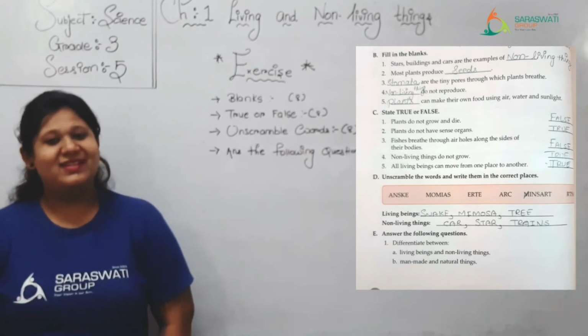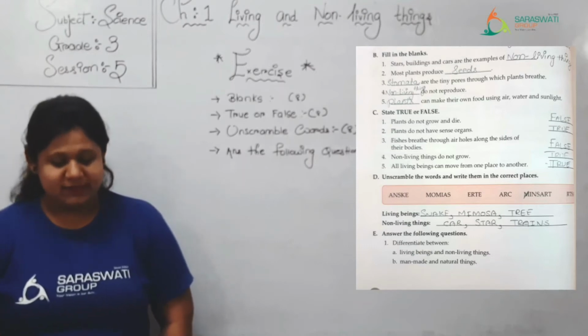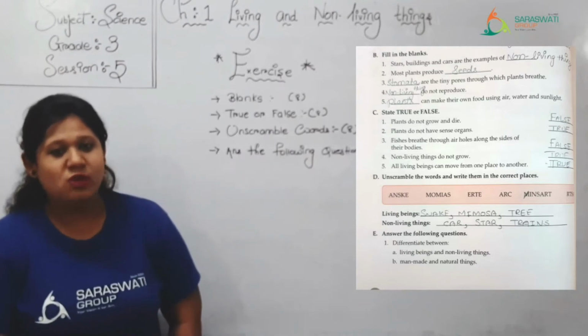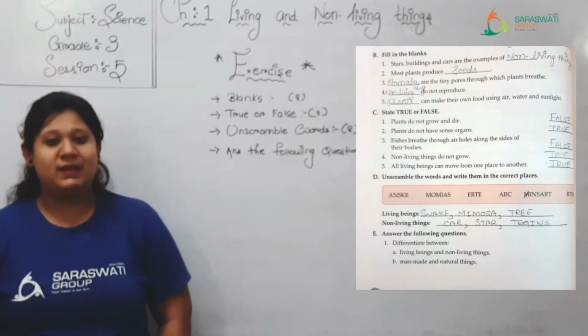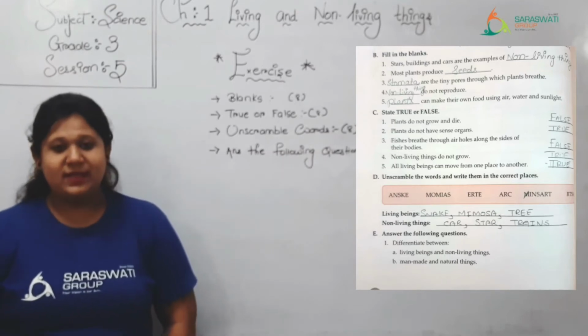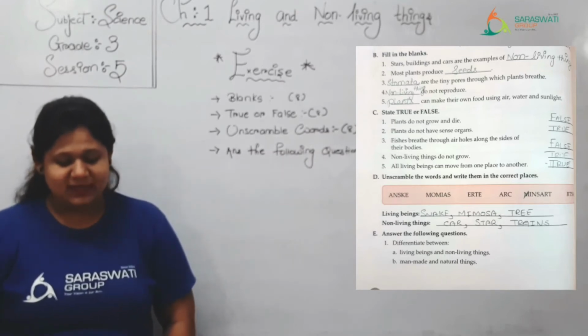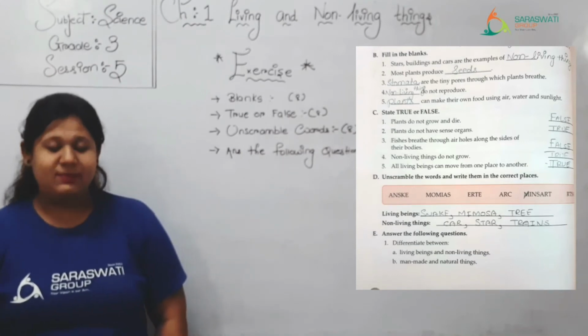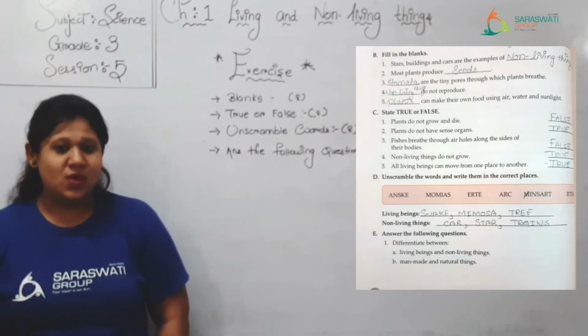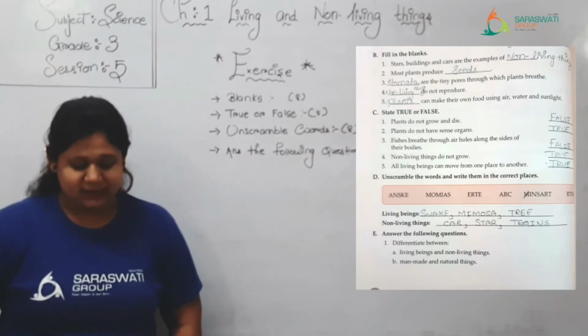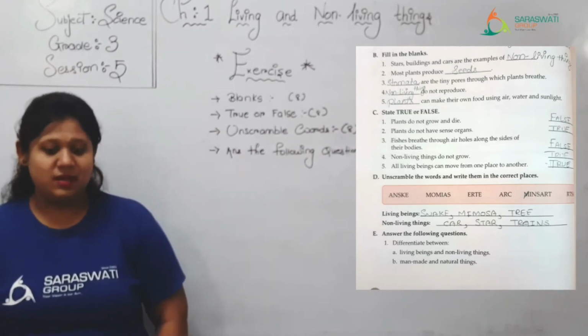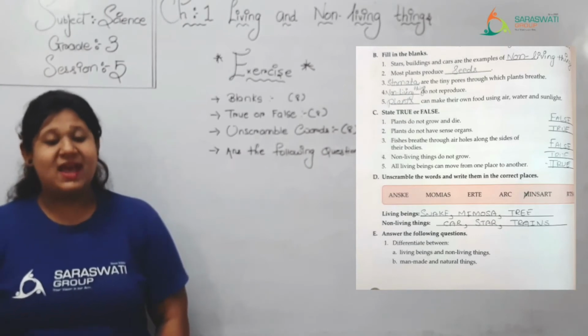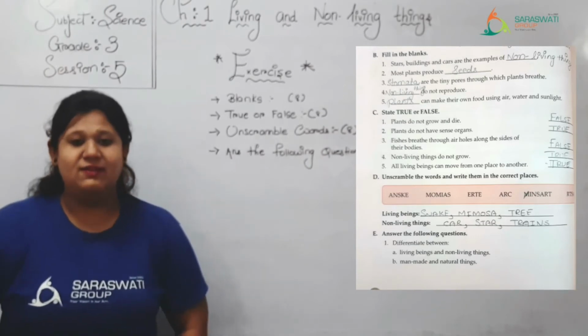Clear? Done kids? Now here we completed our true or false. Now let's begin question number D. Unscramble the words and write them in the correct places. We need to unscramble the words and हमें उसको proper place में रखना है. There are 2 types of things I mentioned here. One is living beings and another one is non-living beings.